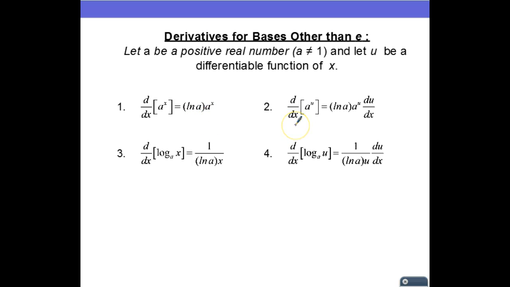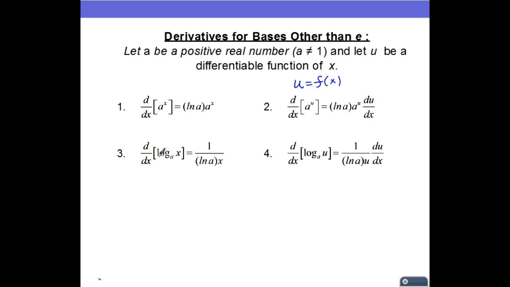Analogously, if instead of x we have u, where u is some function of x, so we could write it like u equals f of x, then the derivative with respect to x of a to the u is going to be equal to, just like before, the natural log of a times a to the u. But now we have to apply the chain rule and differentiate u with respect to x. And so we would need to find what du dx is and multiply.